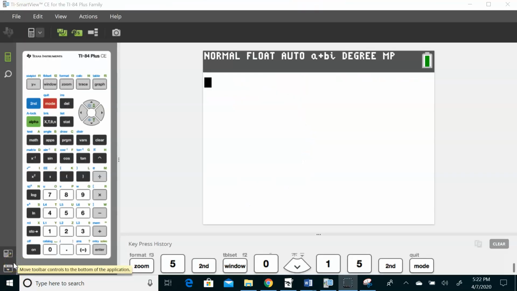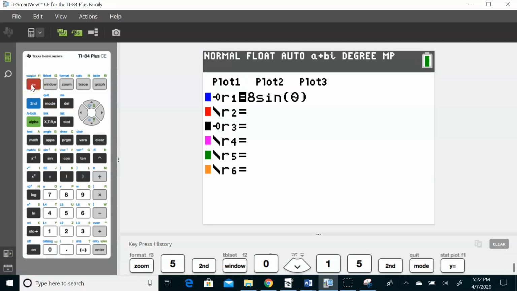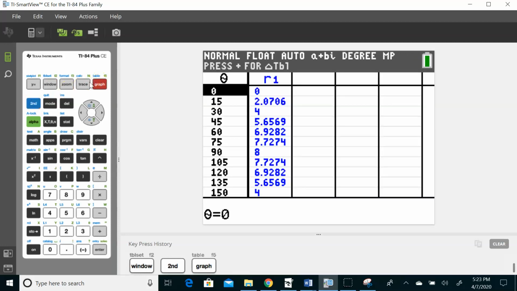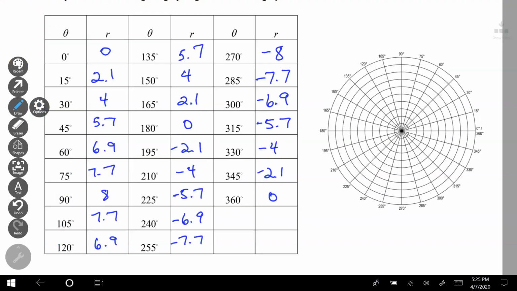As you can see, I have the calculator up here now, and we're going to make sure that we have our equation here, y equals 8 sine of theta, and we do. And I want to set up my table, so I'm going to do the blue second window, which is the table setup. And I'm going to start at 0 in my delta table with 15. And when I want to see the table, I'm going to hit second graph, and I get to see the table. And I get to see all those R values for those inputs of thetas. And I'm going to complete the table by hand, writing all the decimals to one place. As you can see, I used my calculator. I completed this whole table.